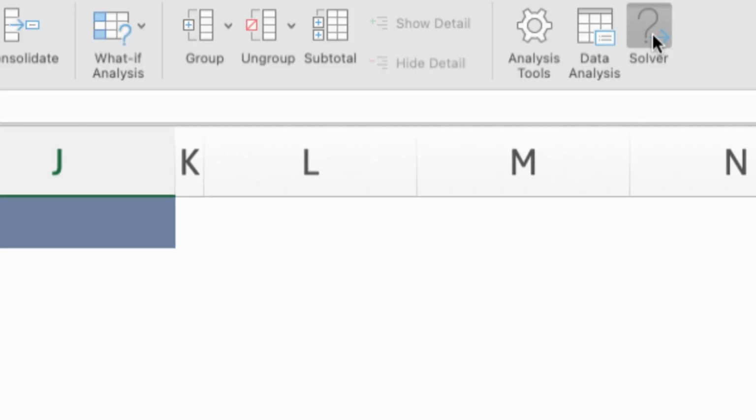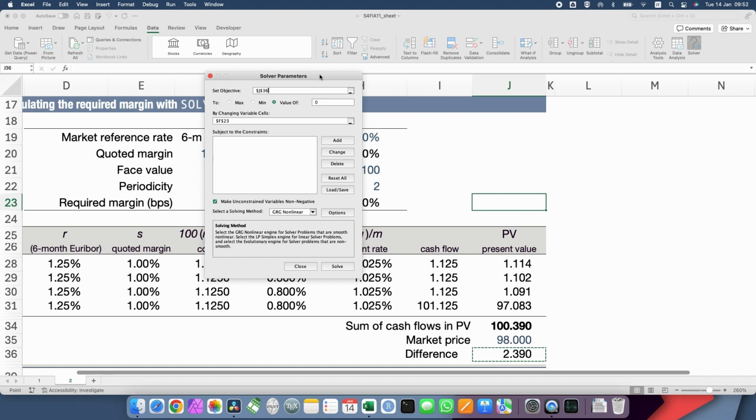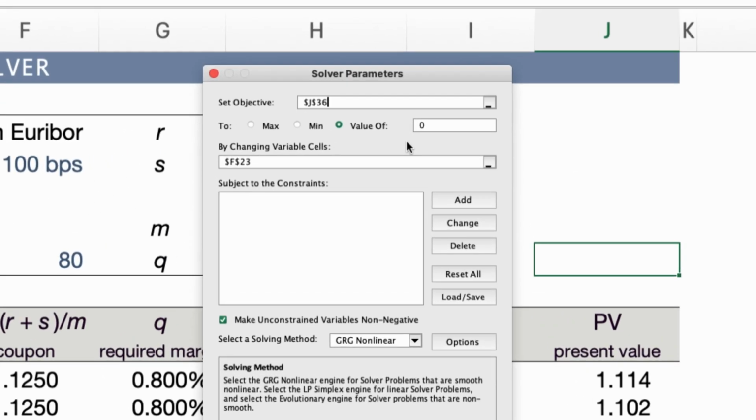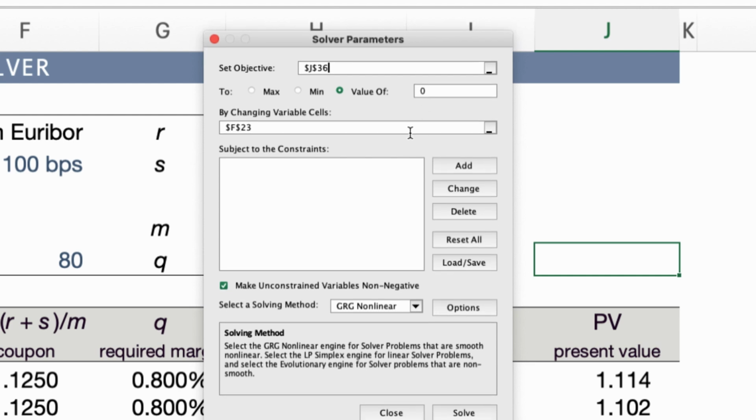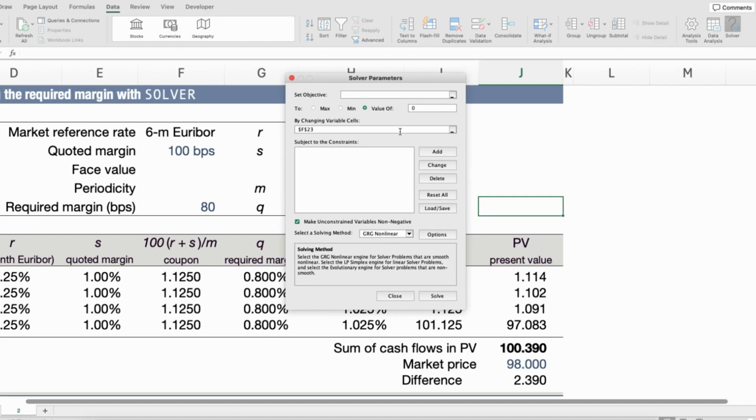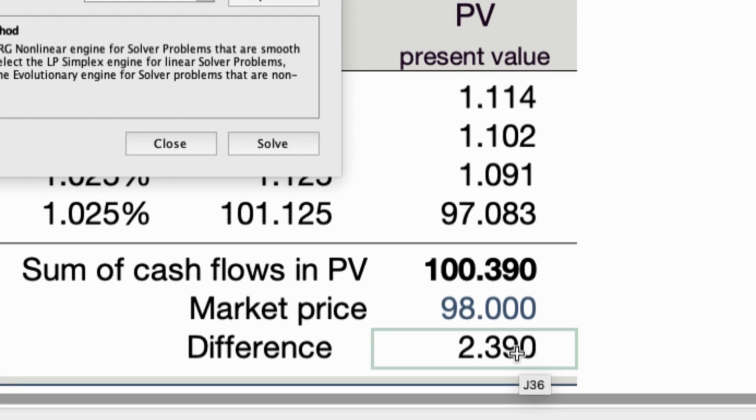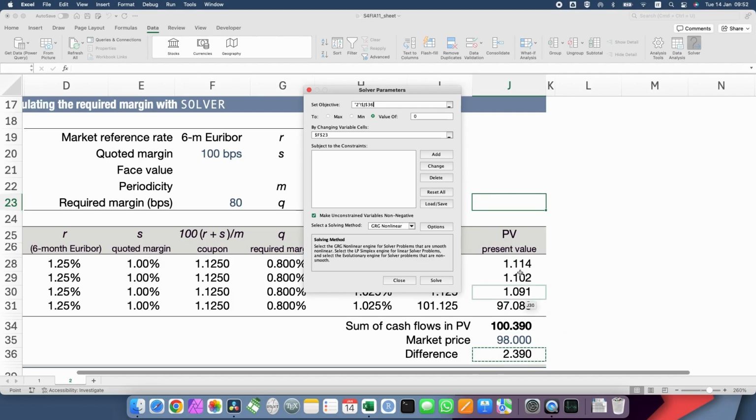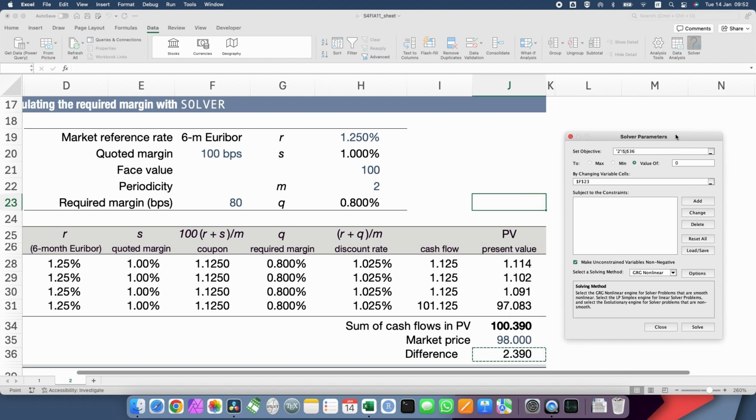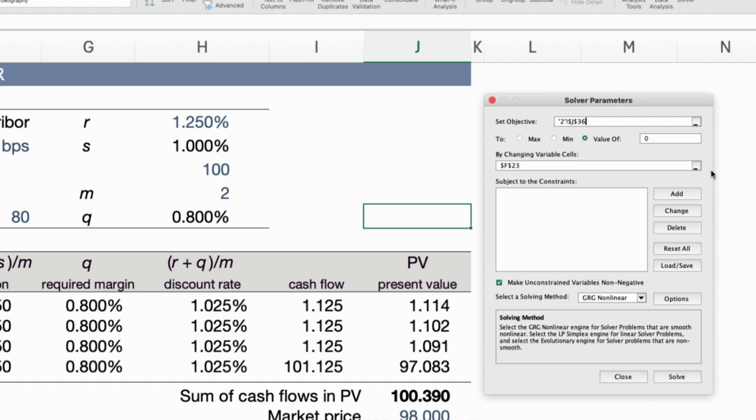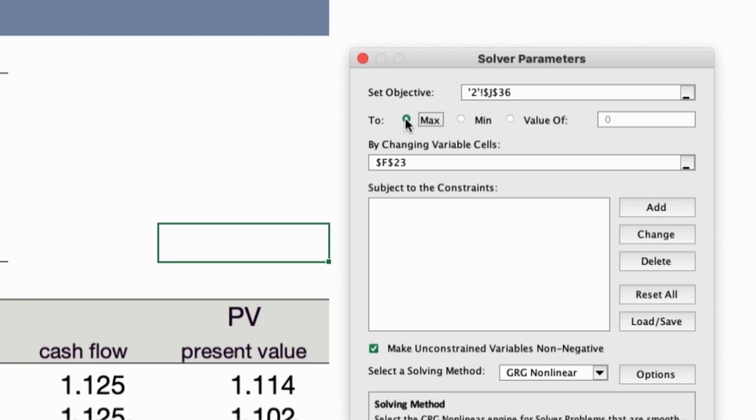Make sure your cursor is in the input field Set Objective. Delete whatever is in there, if any, and select with the mouse arrow cell J36, containing the difference between the market price and the sum of present value cash flows. Beneath the Set Objective field, you see this 2 and then max, min, and value of. Select the last, value of, and then next to it in the input field, leave or enter 0.